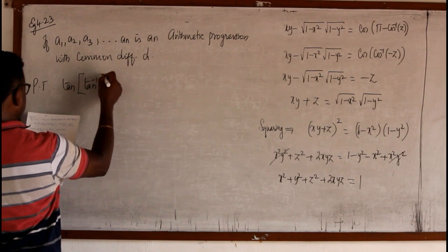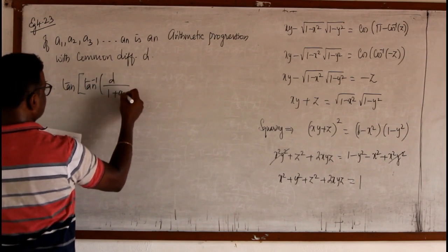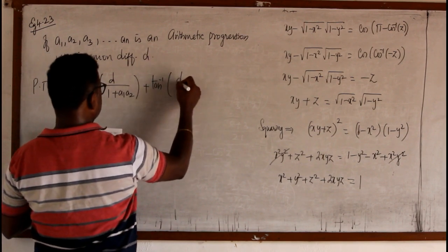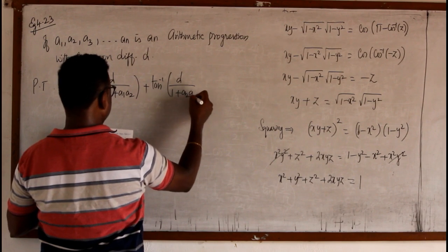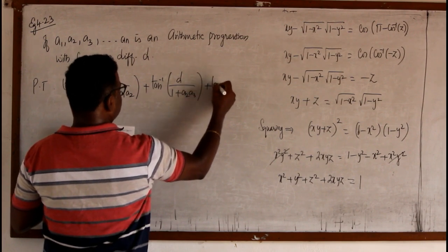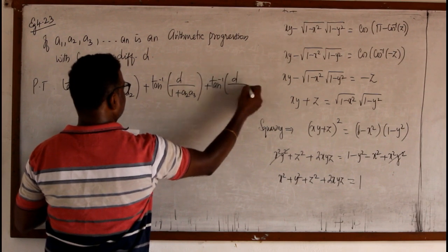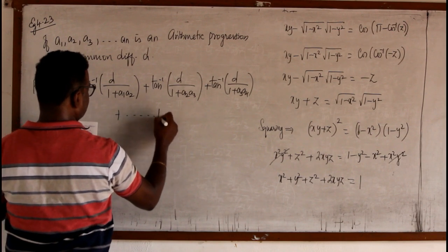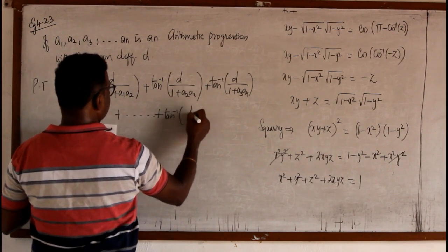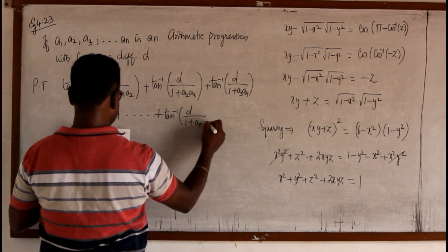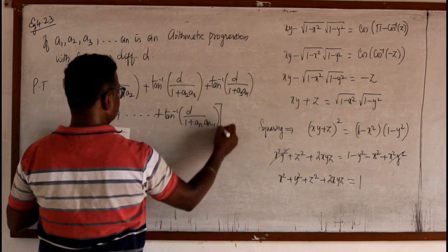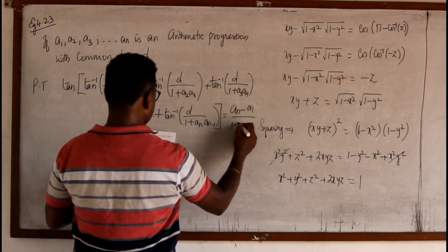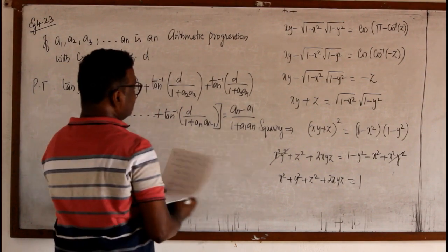tan inverse of d by 1 plus a1 a2 plus tan inverse of d by 1 plus a2 a3 plus tan inverse of d by 1 plus a3 a4 plus etc. plus tan inverse of d by 1 plus a(n-1) an will be equal to (an minus a1) by (1 plus a1 an). This I have to prove.